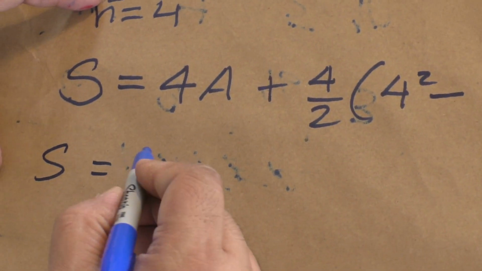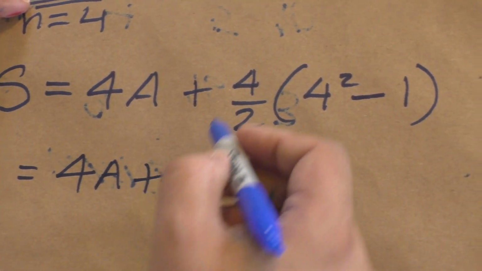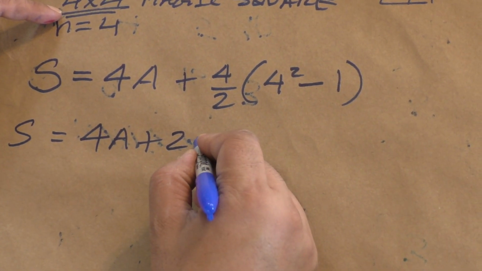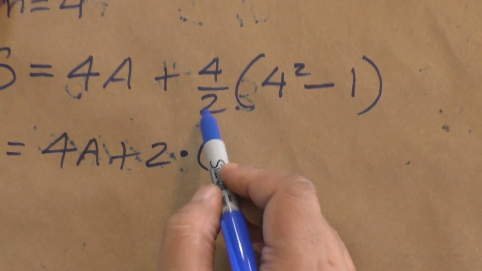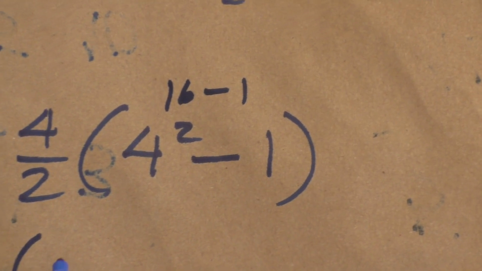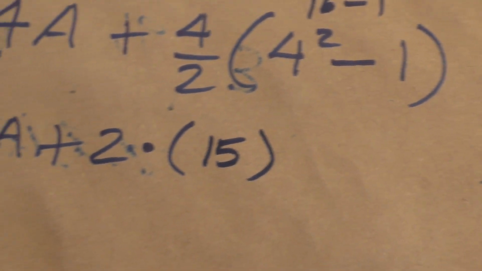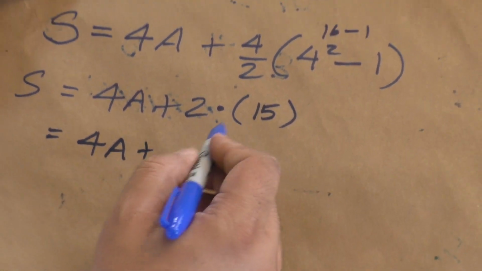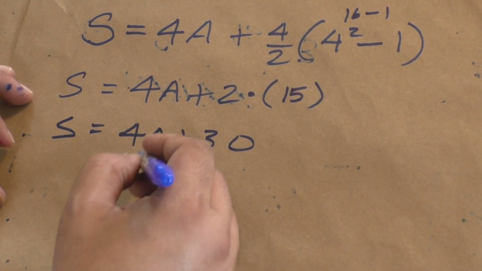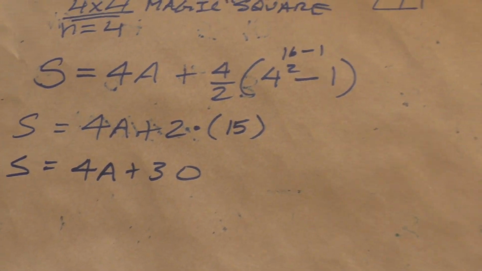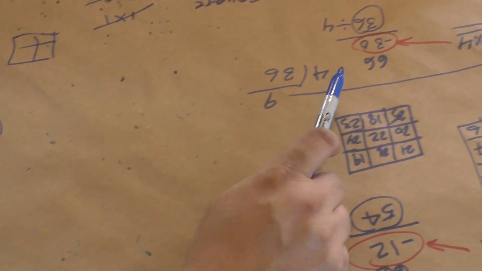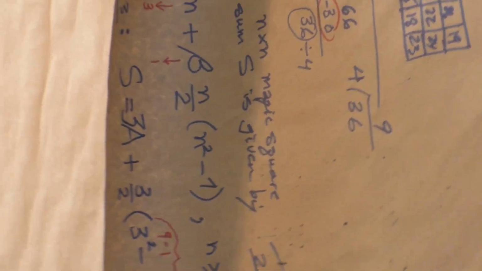And you get S is equal to 4A plus, what's 4 divided by 2? Well, it's 2. 4 squared is 16. 16 minus 1 is 15. So this becomes 4A plus 2 times 15 is 30. Aha! And that's why you subtract by 30, because again, remember if we had 66, then we took 66, we reduced it by 30, we got 36, and we divided by 4.